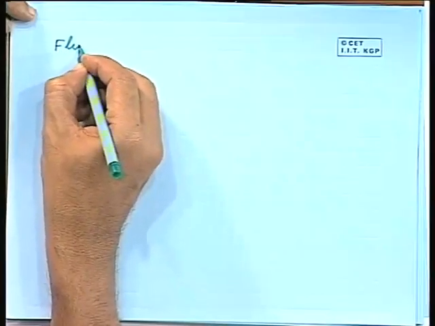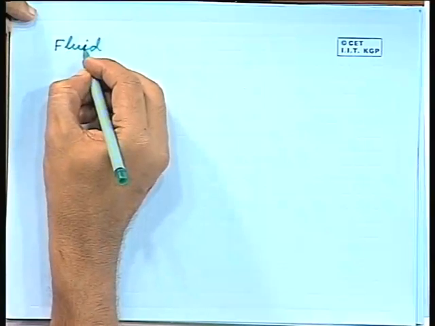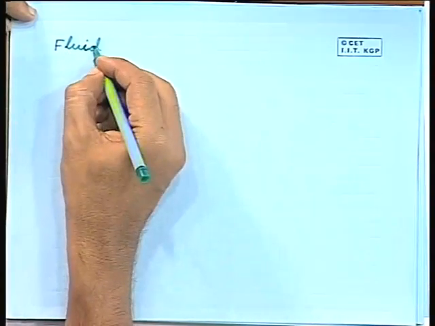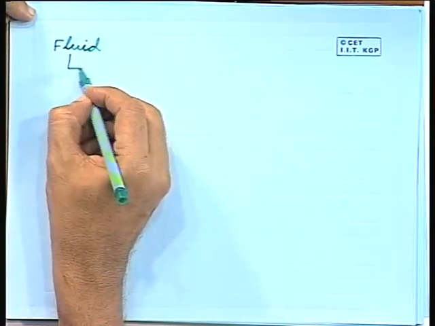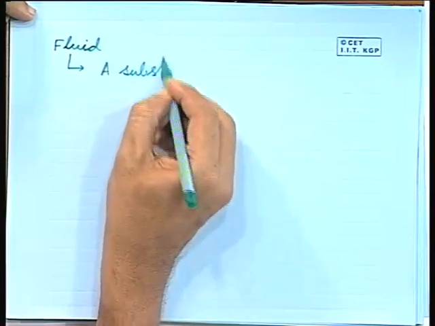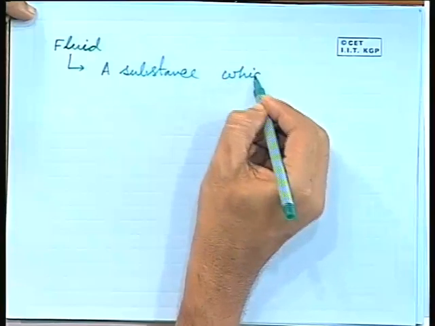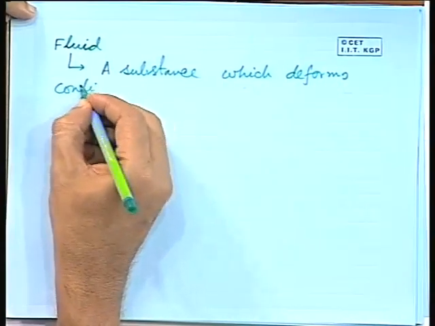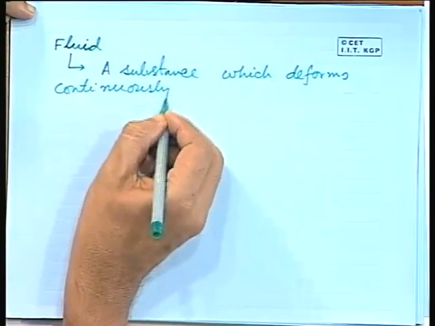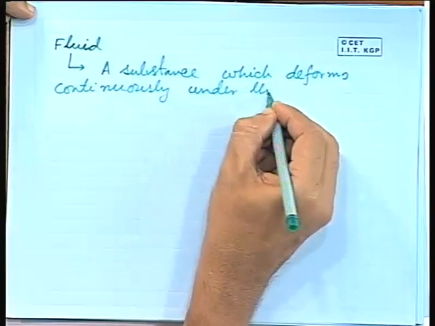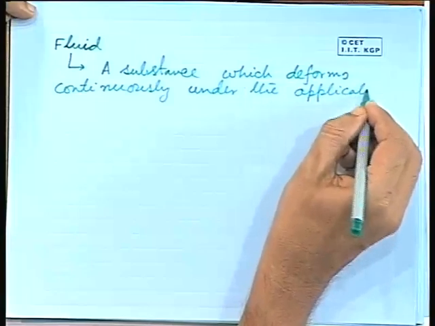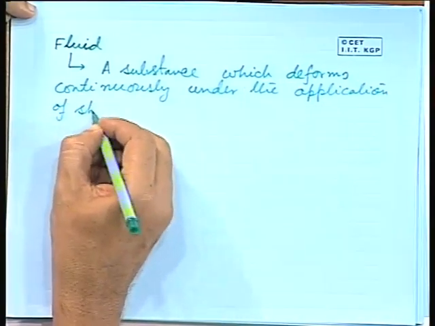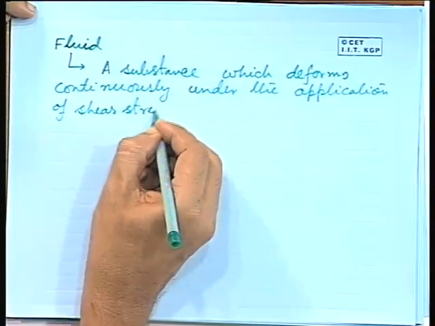Now, you see that there is some difference between a solid and a fluid, that is why this name is given. And if we like to give some sort of a definition of fluid, one can define it like this, that it is a substance which deforms continuously under the application of shear stress.